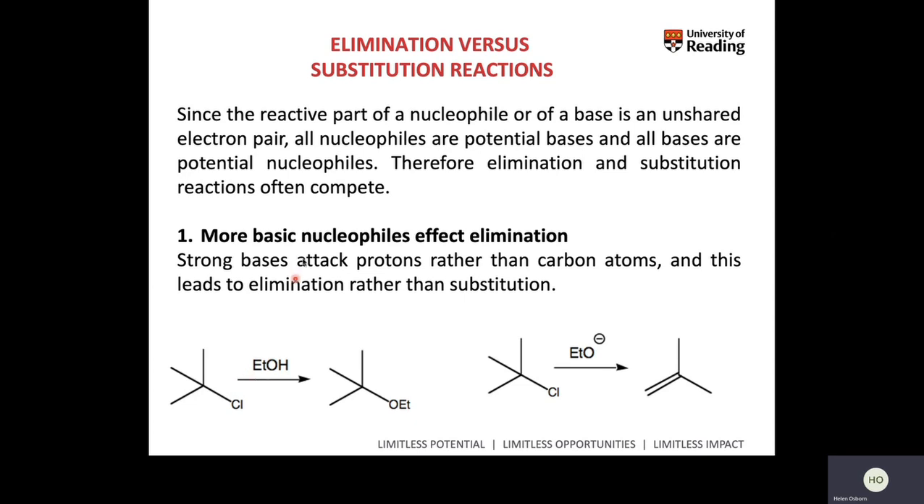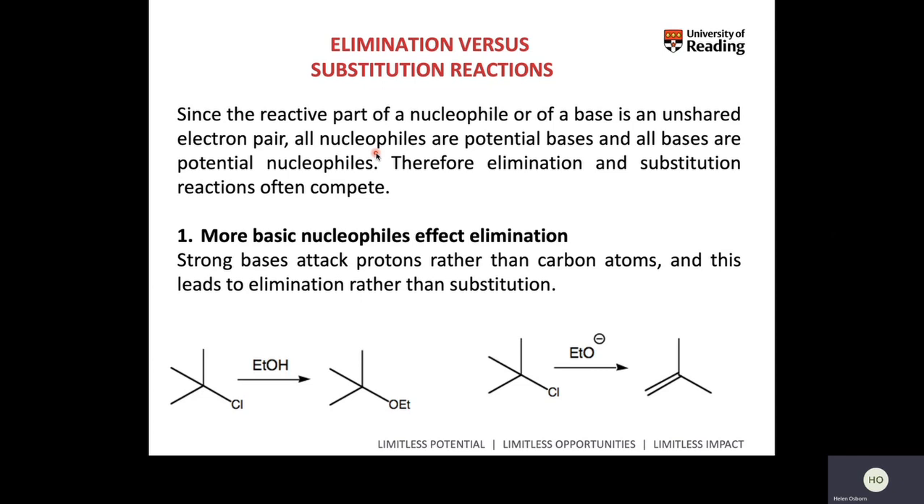The reason that these can compete is because the reactive part of a nucleophile is the same as the reactive part of a base. It's an unshared electron pair, it's a negative charge, it's something which is electron rich. Therefore, all of our nucleophiles are potentially bases, and all of our bases are potentially nucleophiles. So those components are essentially very similar, and they can do different reactions dependent on the reaction conditions, the different reactions being substitution or elimination.